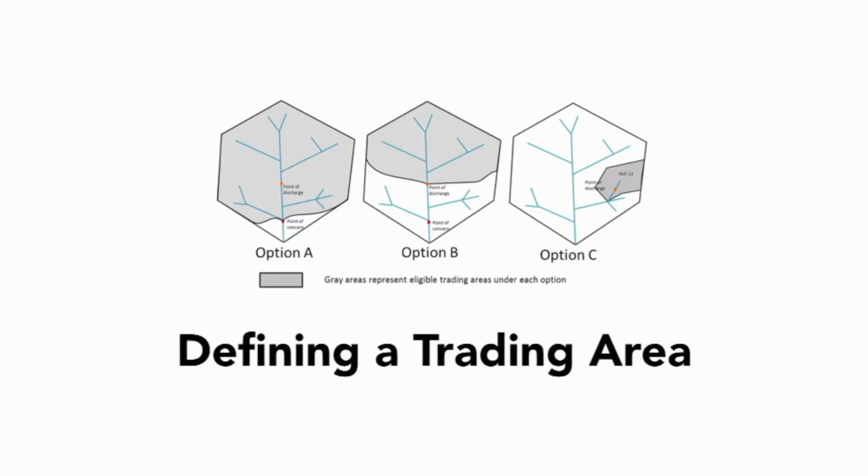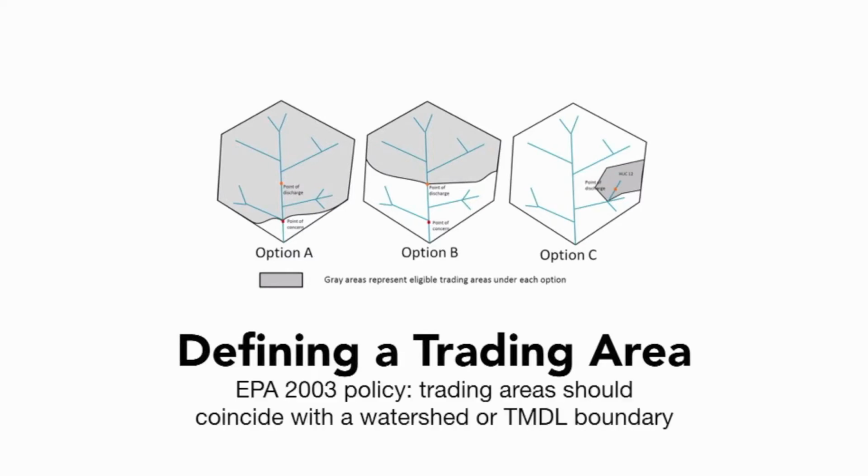I'm going to walk through one of the most common decisions that needs to be made in trading program design, the definition of a trading area. I'll use this example to show how each of the templates addresses trading area and give you a sense of the depth and breadth with which the different templates address a specific issue and how you can use them. Trading areas define the geographic boundaries within which buyers and sellers can conduct trades with each other. EPA's 2003 trading policy says that trading areas should coincide with a watershed or TMDL boundary.